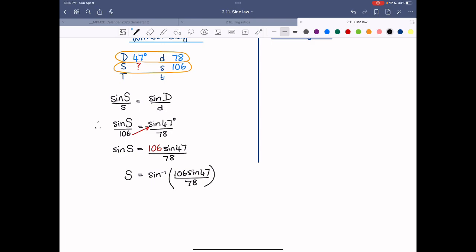So inverse sine, press your shift button or your second function button and sine, then use brackets. And then do 106 sine 47 divided by 78. Close your brackets up, press equals, and it should give you an angle value of 83.66. We'll round that to the nearest whole degree, like so. And that's it. So that's how to do it without a diagram.